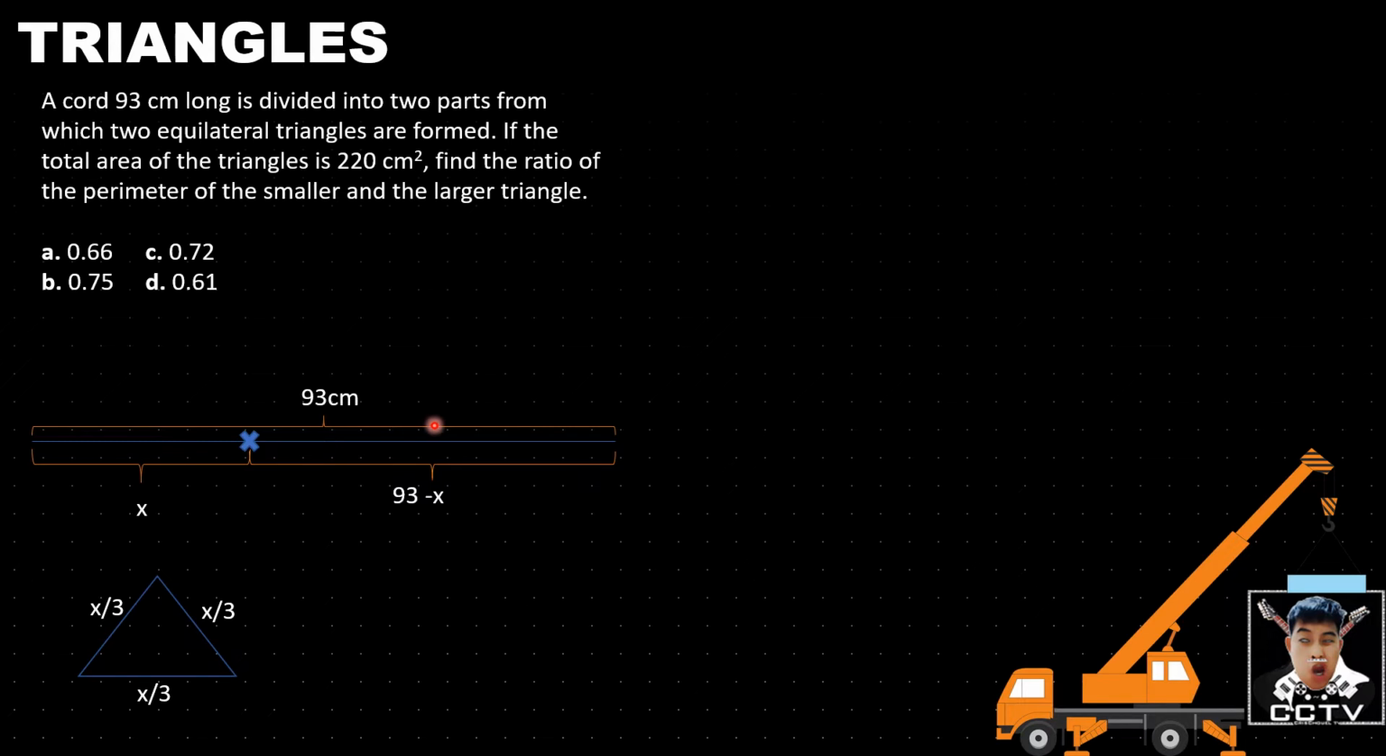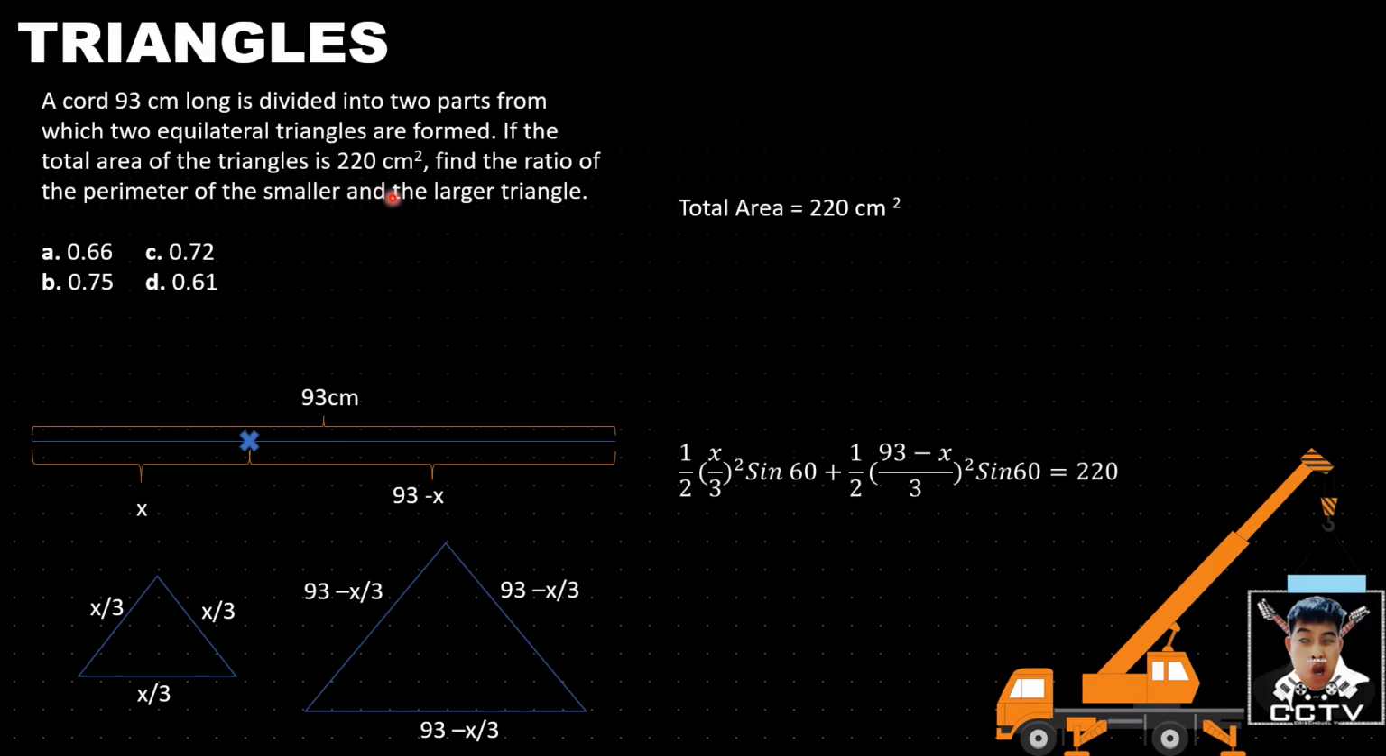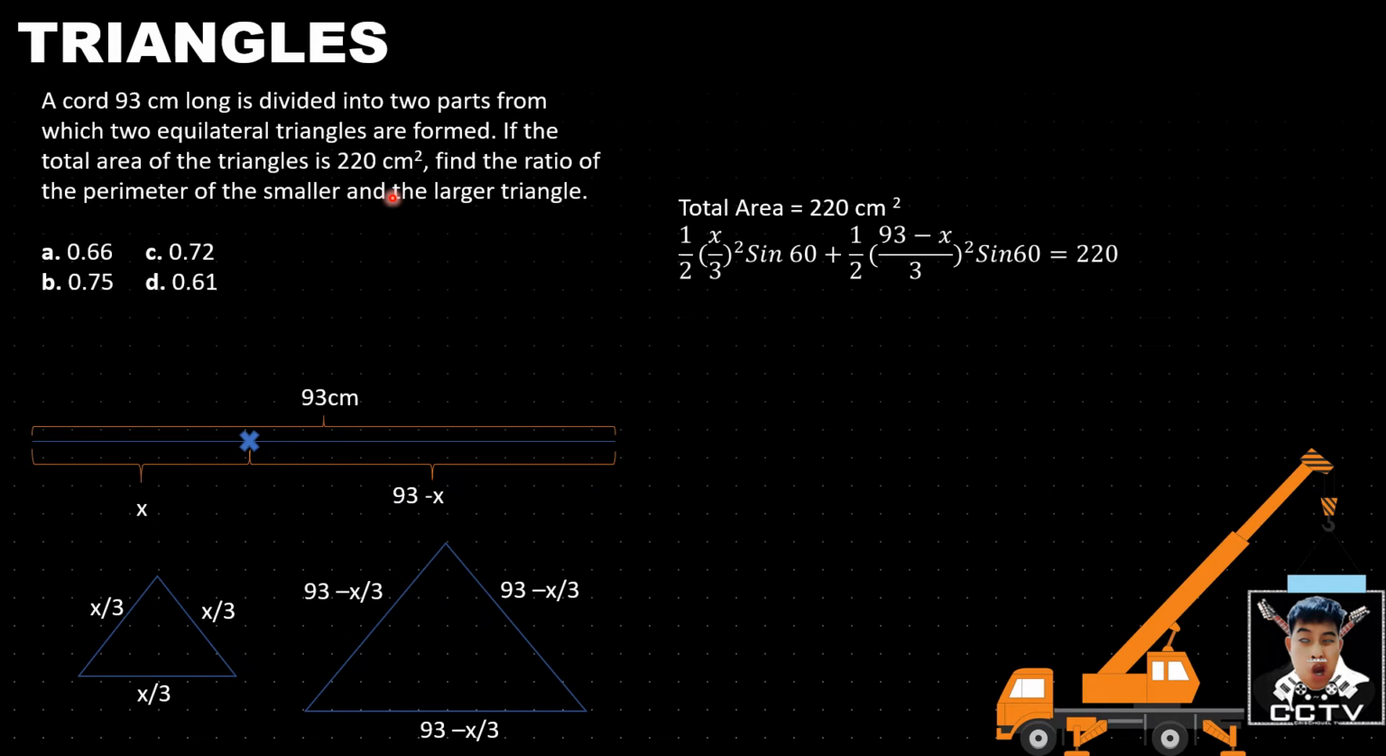And the second triangle is, ito naman ang side niya. Divided by 3 din. Kasi nga, equilateral. And the total area is 220. And of course, gagamit tayo dito ng equilateral triangle. And of course, we all know that the angles here are all 60 degrees. Kaya, given two sides and one angle, that is our scissors formula.